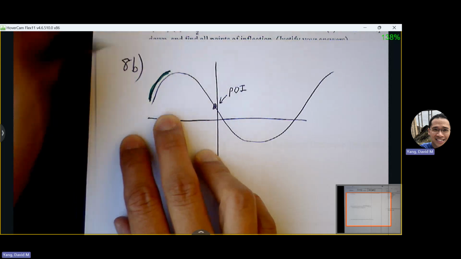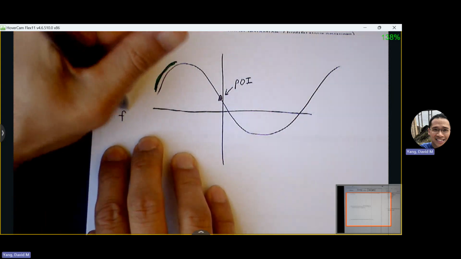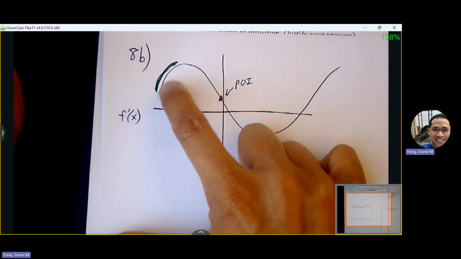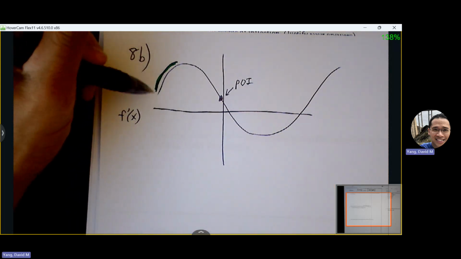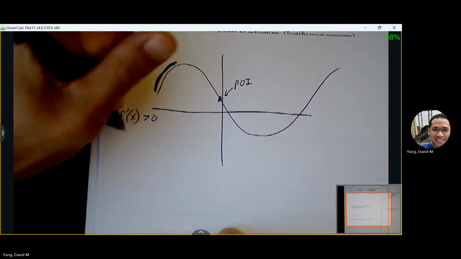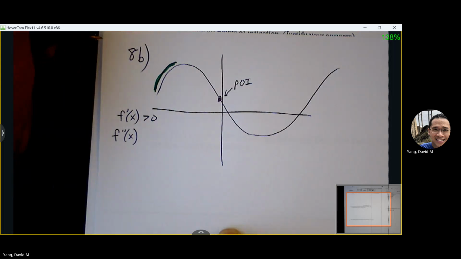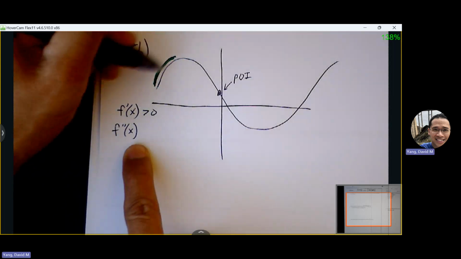What can we say about f prime in this first region? F prime is what? F prime is slope. What's the slope here? Positive, so it's greater than 0. But f double prime is what? Yeah, because, why? It's concave down, right?